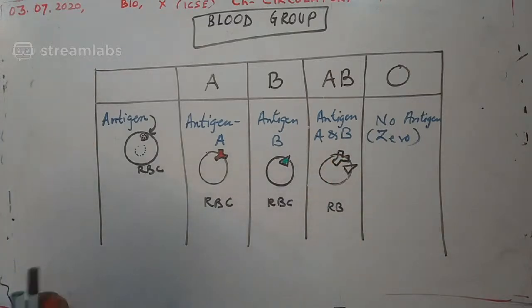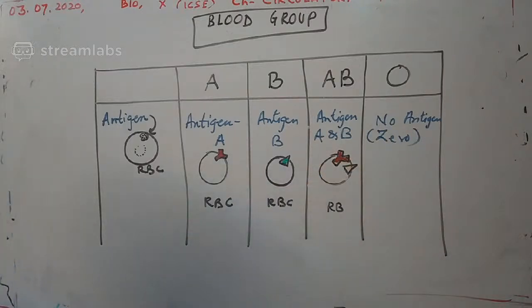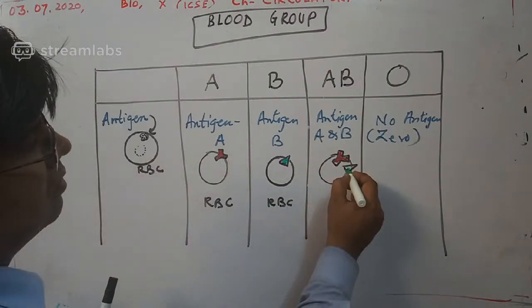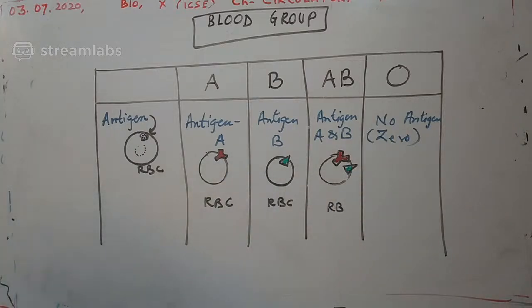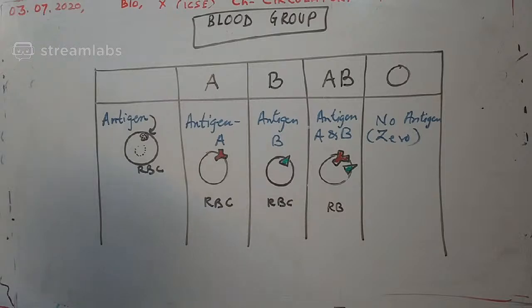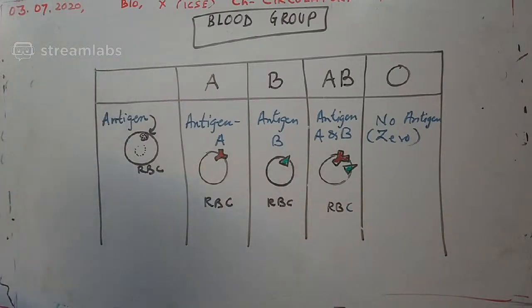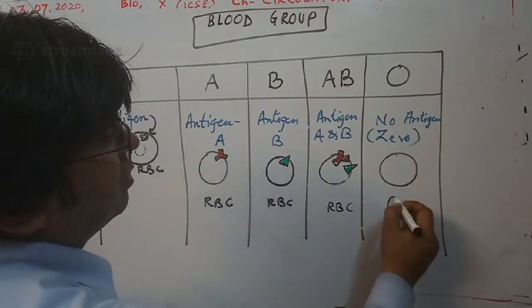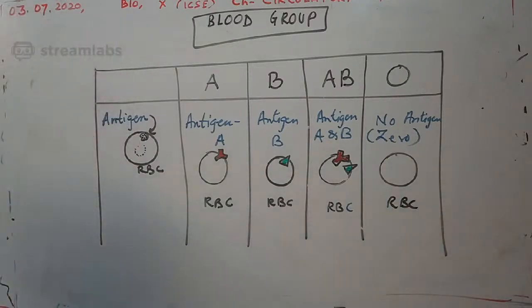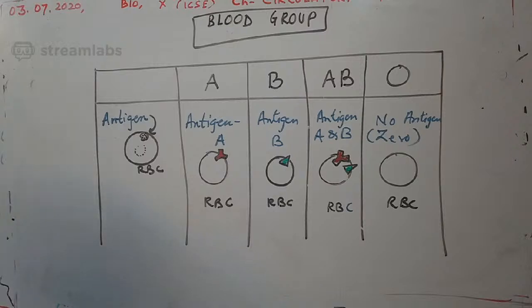It means persons having both antigens, like this and like this. So AB means they have antigen A also, B also. And this one has no antigen. This is about blood groups with their antigens. According to these antigens, blood groups are named A, B, AB, O. And one more thing I should tell you.